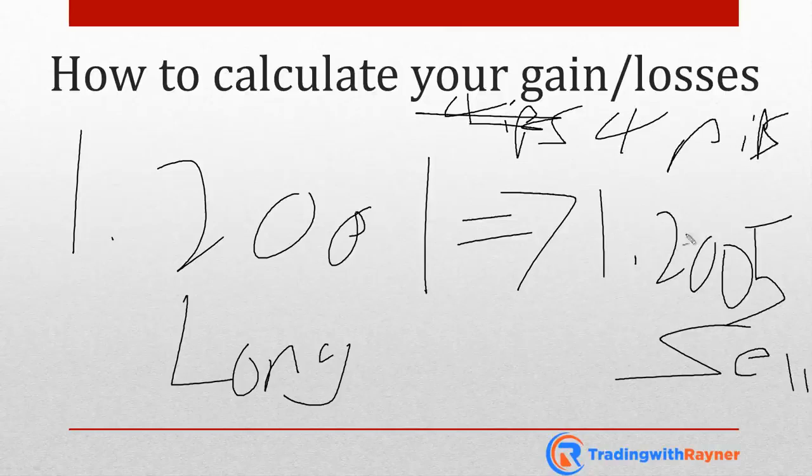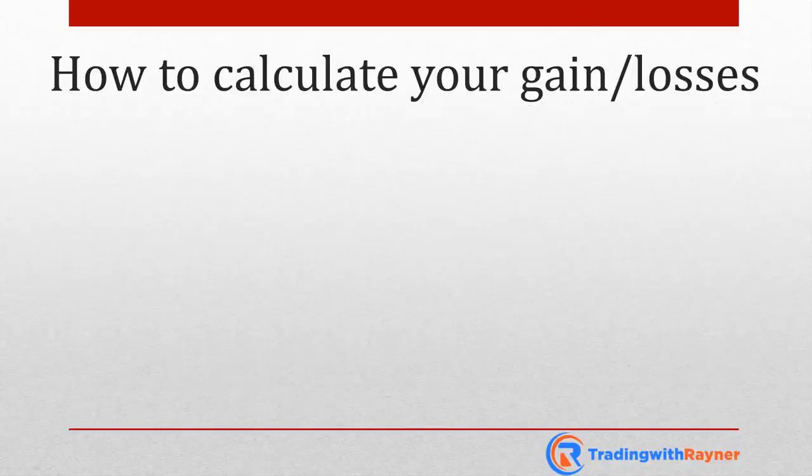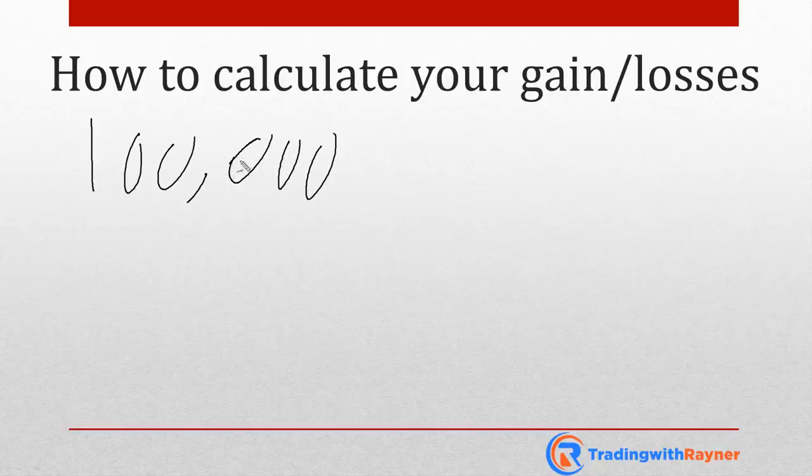You earn 4 pips, because you take 1.2005 minus 1.2001. That's a difference of 4 pips. But how much you make on this trade depends on your Forex lot size. Are you trading a standard lot, a mini lot or a micro lot? A standard lot is 100,000 units, and each pip is $10 per pip.